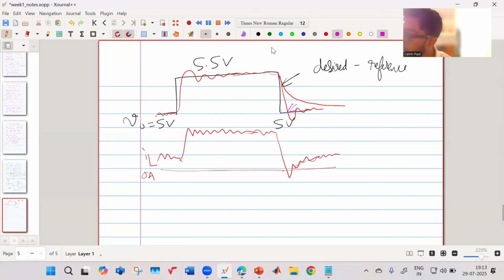But if it is not allowed to go negative, then it would reach here, then it would go like this, like this, like this. In that case, the output voltage takes more time to discharge. So it takes more time than that. You can simulate and check. So that's why it is useful at some places to enable CCM and after some time to disable it. There are many things there.